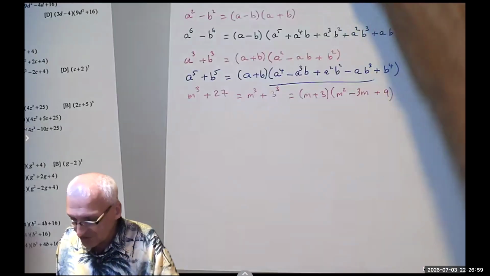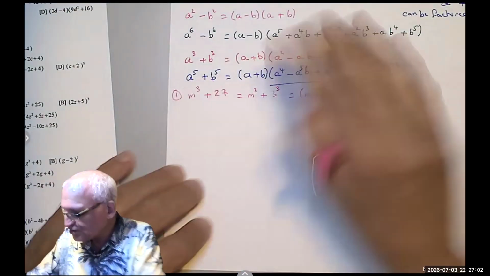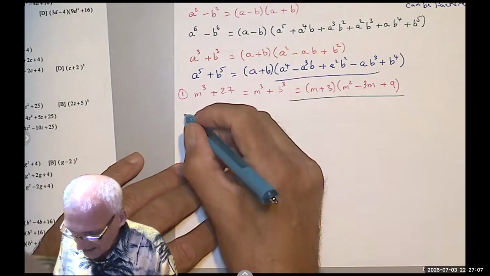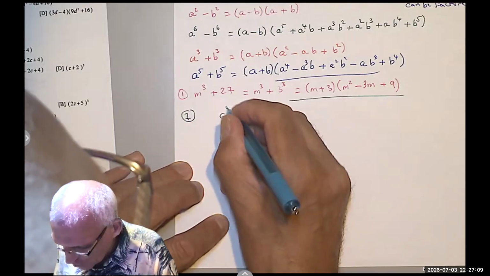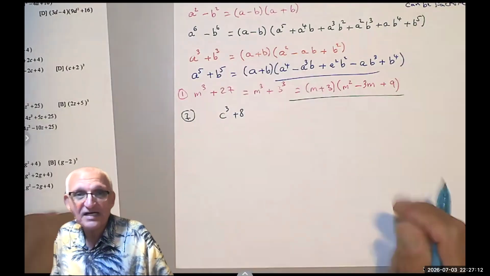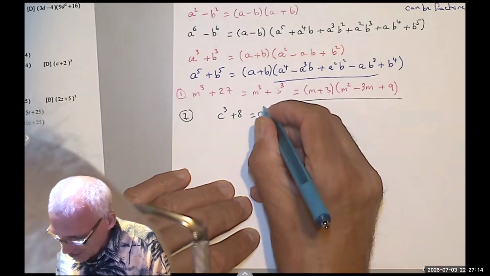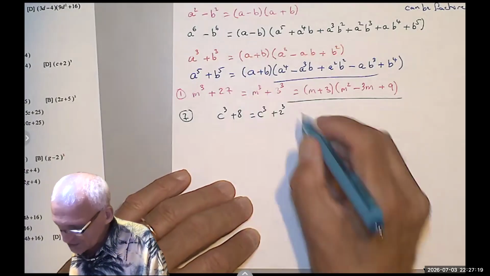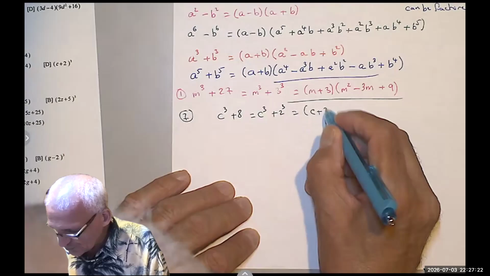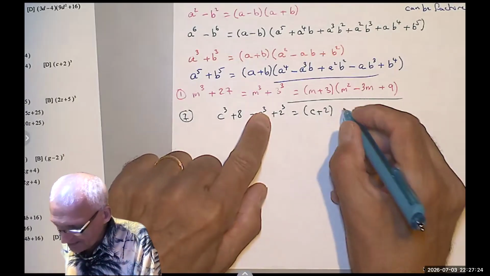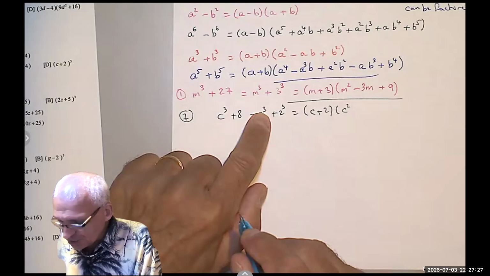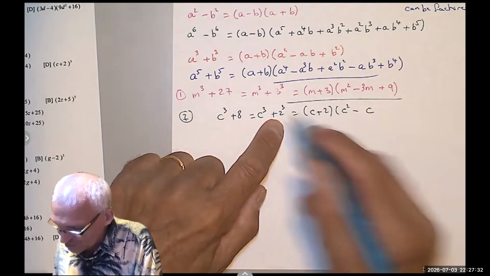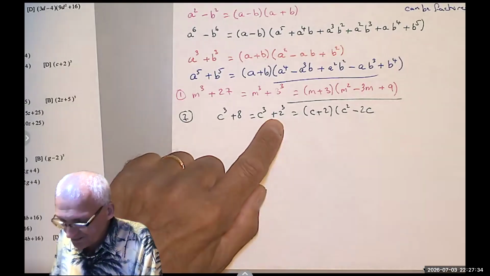Let's do number 7. So this was number 1. Number 7 says c cubed plus 8. Well, almost identical. Meaning it's c cubed plus 2 cubed, a and b. So it's c plus 2. Drop 1 from the c, it becomes c squared. Drop another one with the negative, so it becomes c, and bring one of the 2, so it becomes 2.